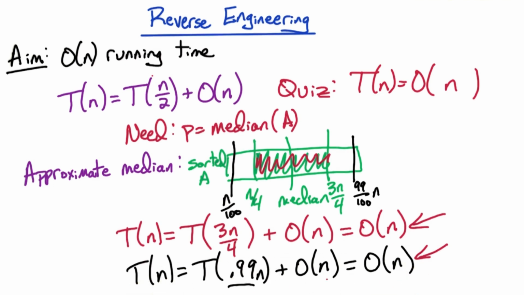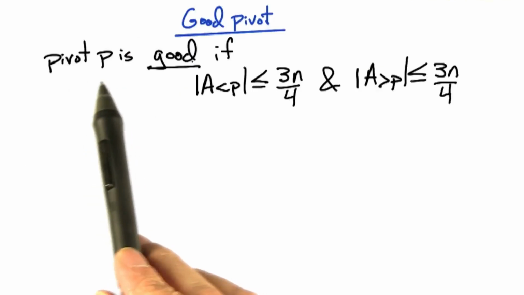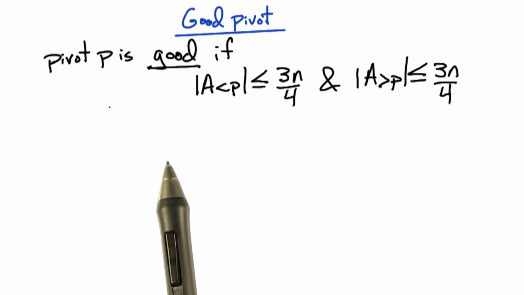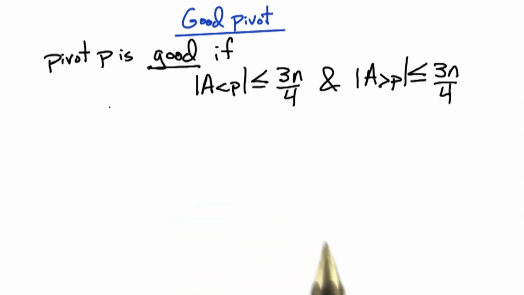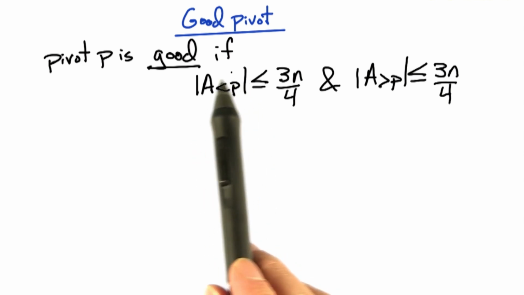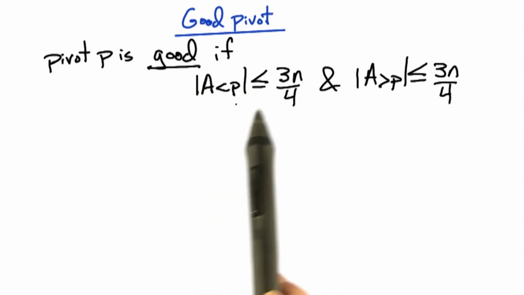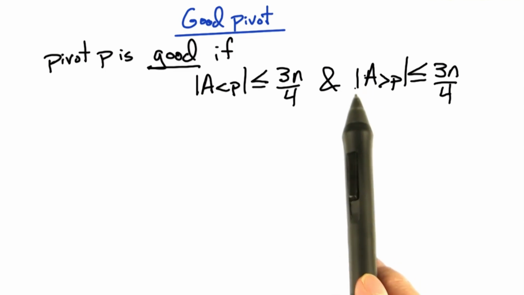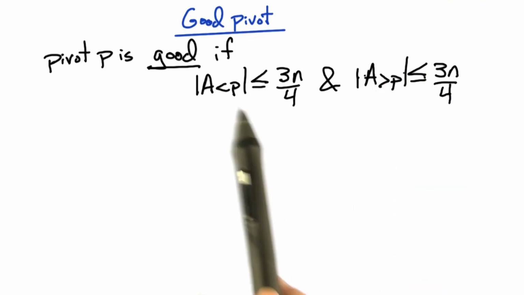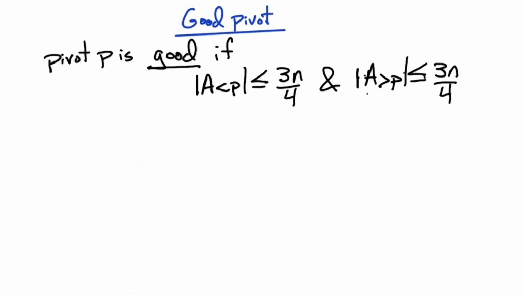But our definition of what is a good pivot is lying in this middle band between n over 4 and 3n over 4th. We're going to say a particular pivot p is good if this pivot p is at least the n over 4 smallest and is at most the 3n over 4 smallest. What does that imply? That implies that the number of elements which are strictly less than this pivot is at most 3n over 4, and the number of elements strictly bigger than this pivot is at most 3n over 4. So if this is satisfied, then we say the pivot p is good.